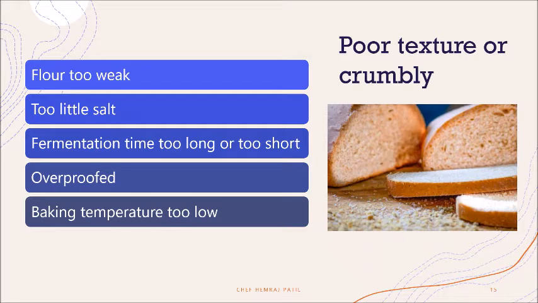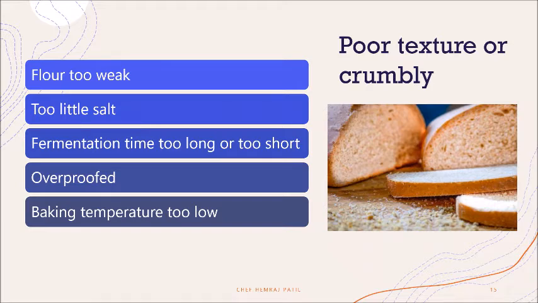Fermentation time too long or too short. If the fermentation is not done properly, because of over fermentation more gases are formed, and if it is less, then less gas is formed. Your dough is not matured properly. In that case also the bread will not have a proper texture.